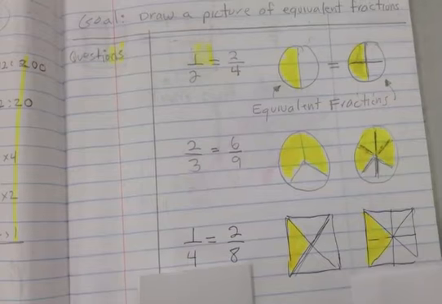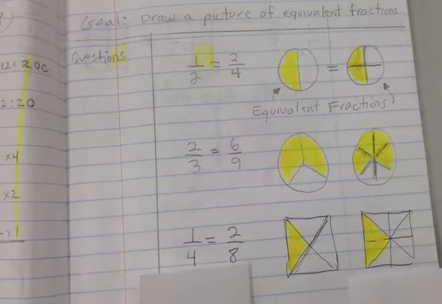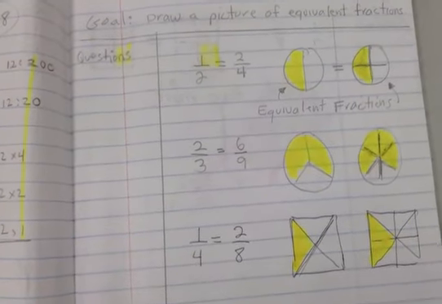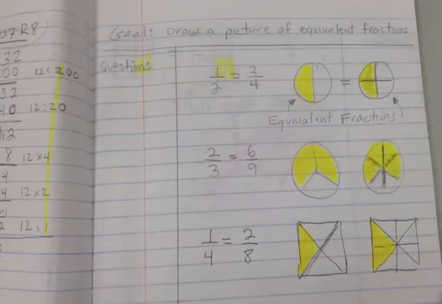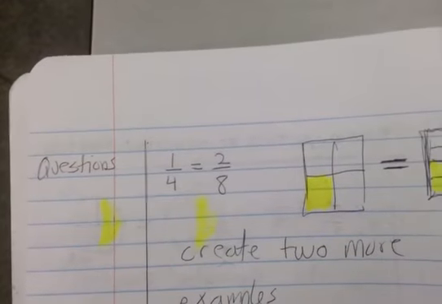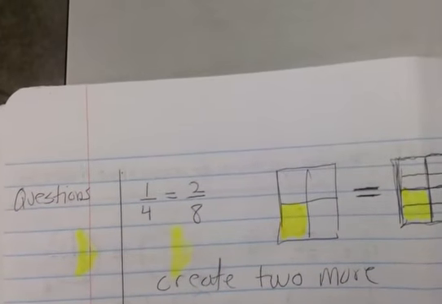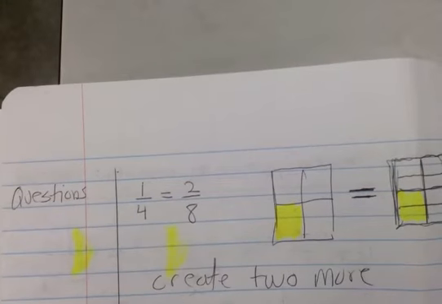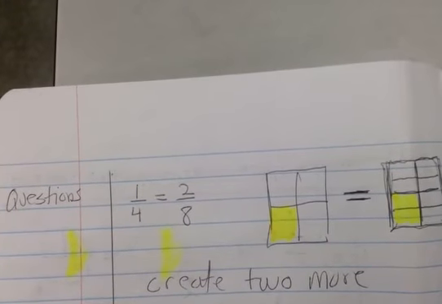And then we'll go to the last page, or the next page, the last page of today's notes, for our fourth example. And that's 1/4 equals 2/8. These are equivalent fractions. So there's a picture of a square with 4 parts, one of them shaded, and then a very similar square with 8 parts and 2 of them shaded.